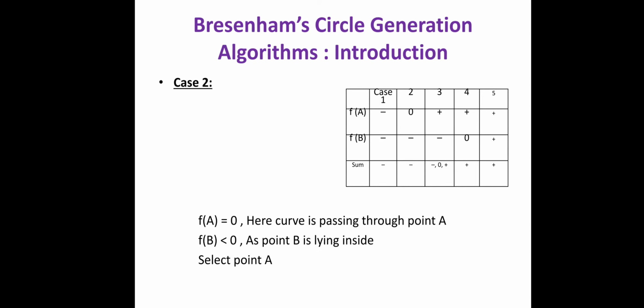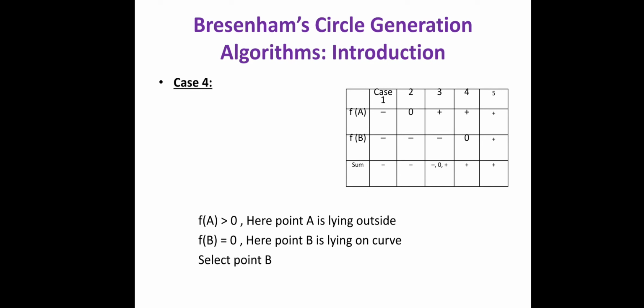In another case, case number 2, you can see one point is on the circle and another is inside. That is why I am mentioning it as a 0, that is on the circle, which means it is satisfying the equation, and minus means it is less than 0, that is why it has a minus sign, right. So here f of a is equal to 0, that means the curve is passing through point A. Here f of b is less than 0, which means point B is inside the circle. So which point are you going to choose? I will select point A, because the curve is passing through it.